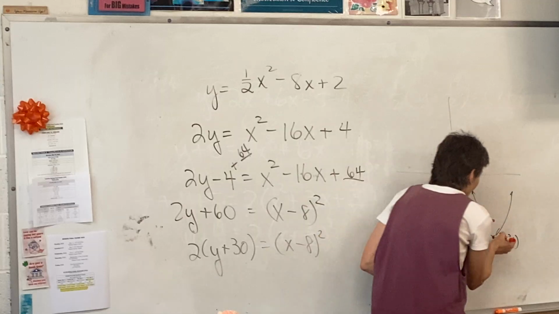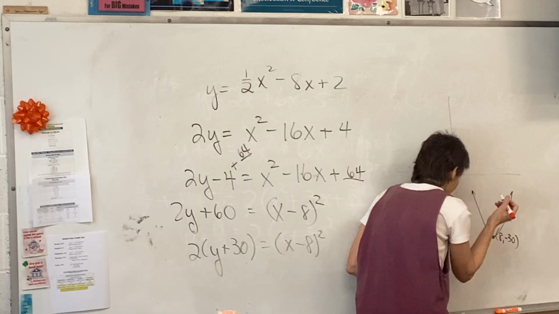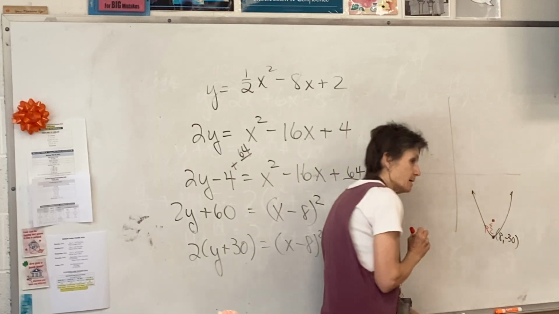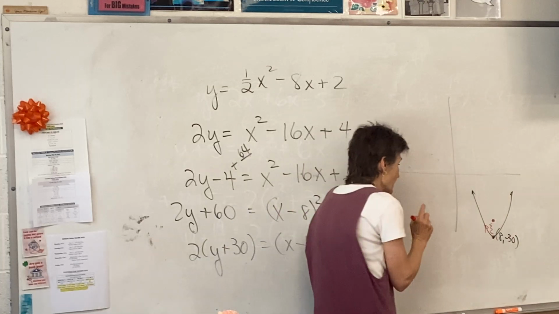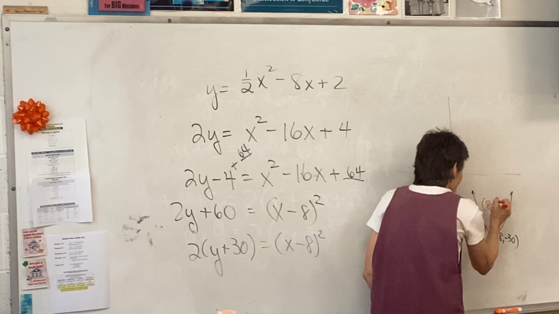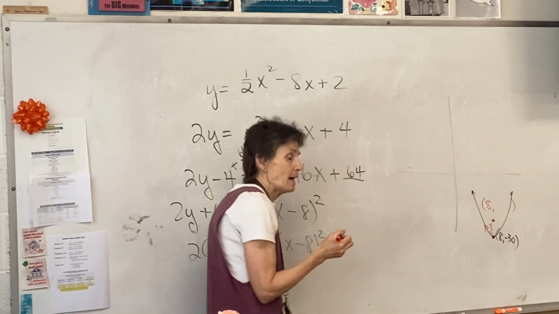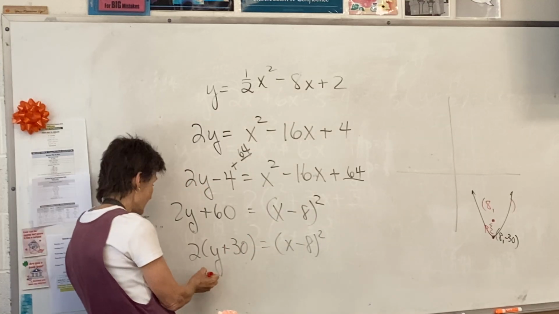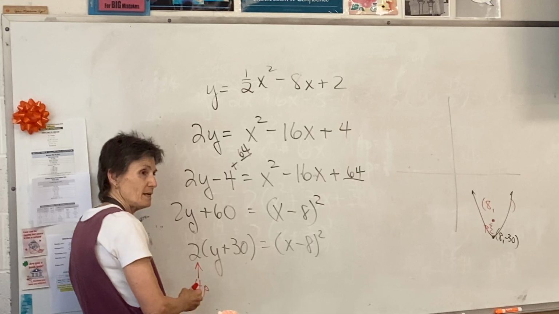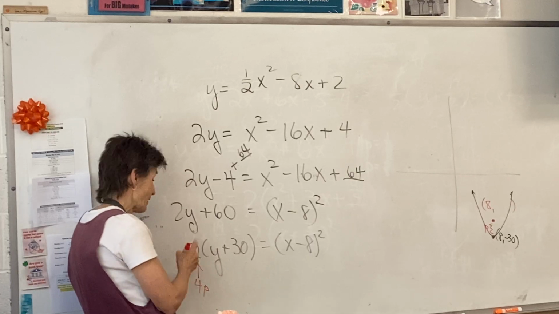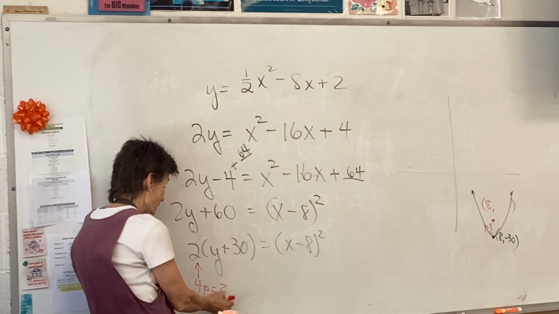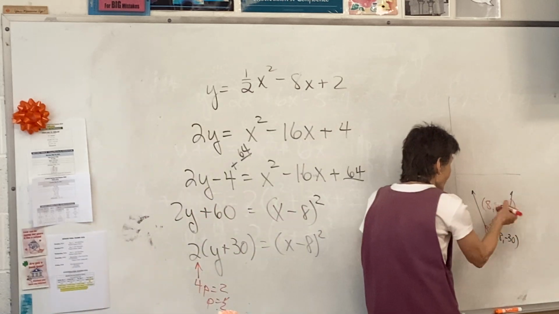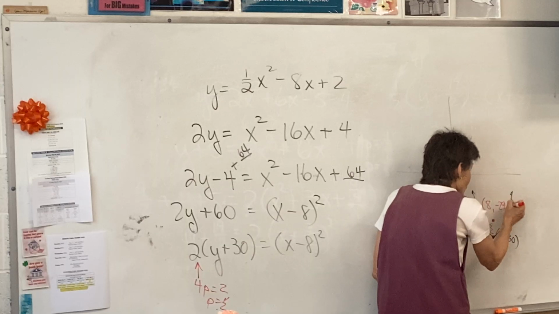Okay, so I need to go straight up a certain amount. We call that amount P. I'm gonna go straight up. So if I go straight up, this is still gonna be 8 comma something, right? Now, how far am I going up? Well, this number right here is always 4P. So if that number is 4P, then P must be a half. So I'm gonna go up 1/2, which is gonna put me at negative 29.5.